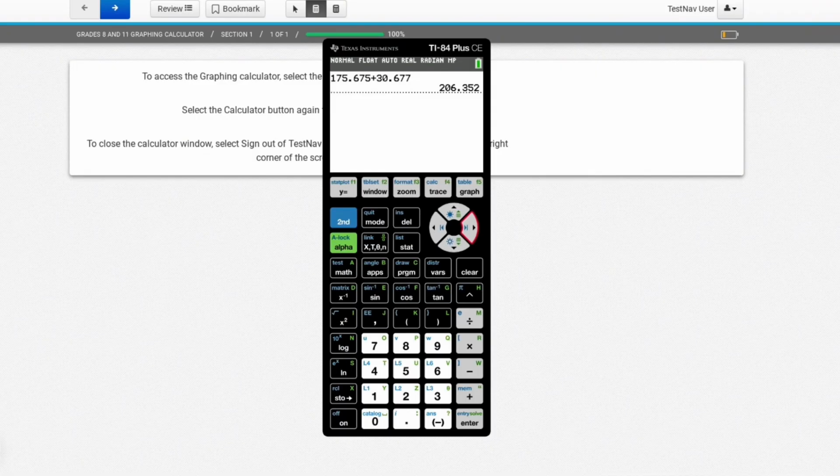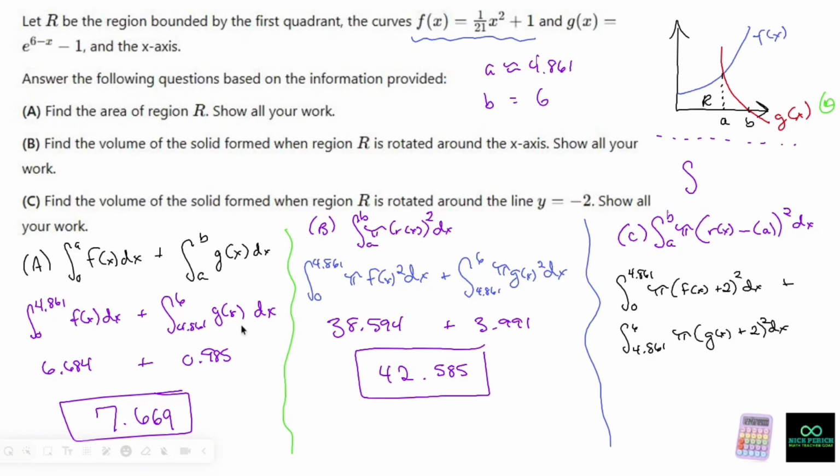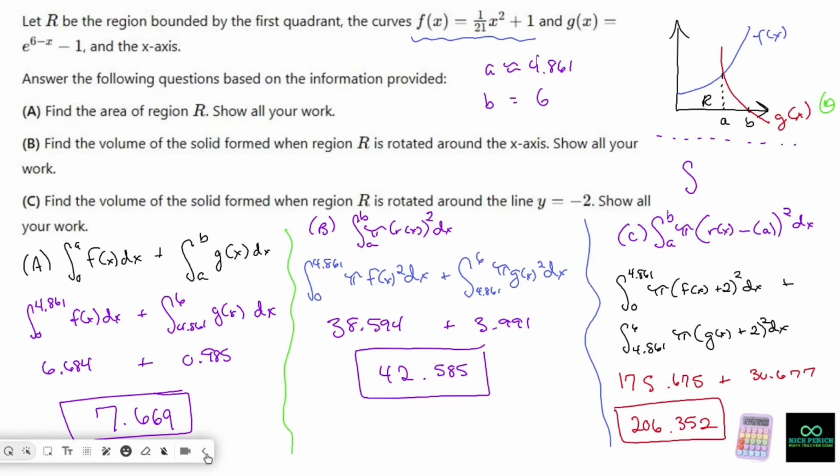Thank God. All right, so this top guy ended up being 175.675. This guy ended up being 30.677. And when we added them together, we got 206.352. Yum, yum, yummy. I don't need that over there. That's in the way. All right, that was intense. So hopefully you enjoyed it, because I certainly did. All right, more to come.